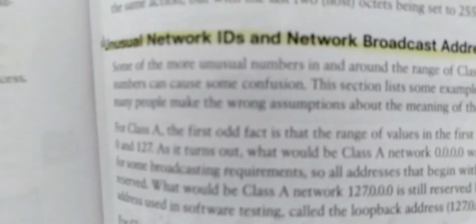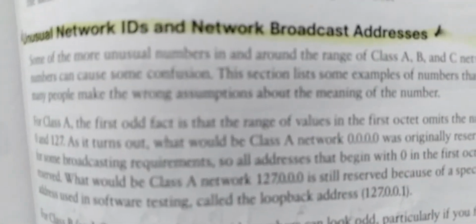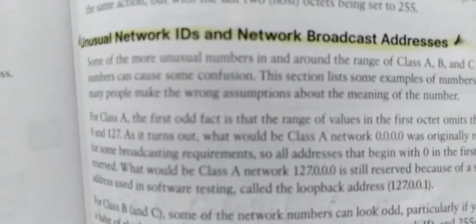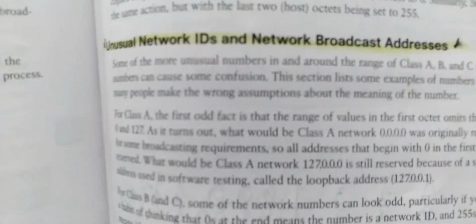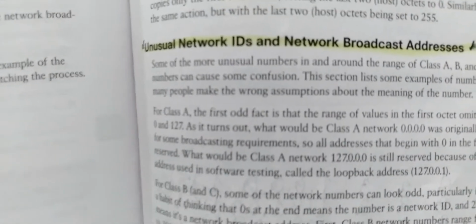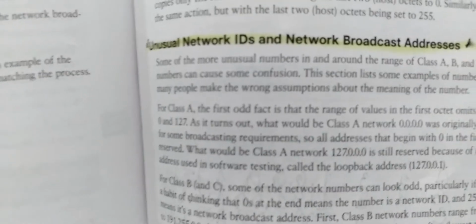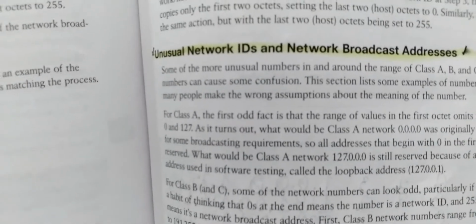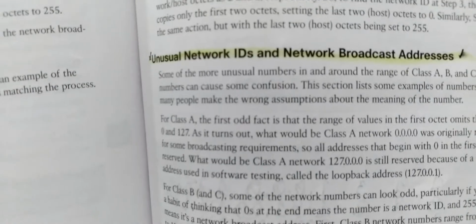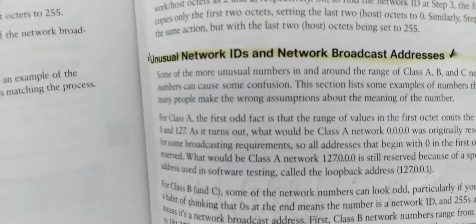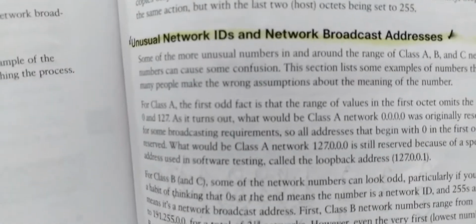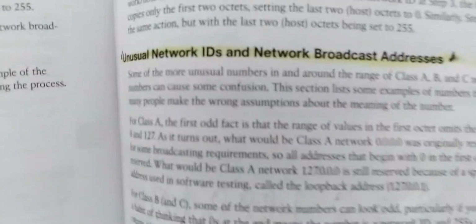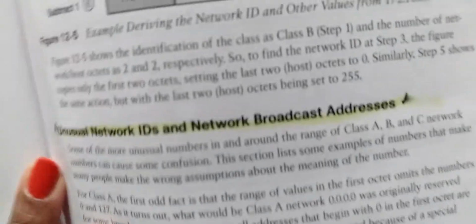The topic that we're doing today is the unusual network IDs and network broadcast addresses, meaning that some of the numbers will be a bit different and a little bit unusual, so it could be a little trickery on the CCNA 200-301 exam. So this is why I'm going over this topic today. Okay, so I'll start to read.